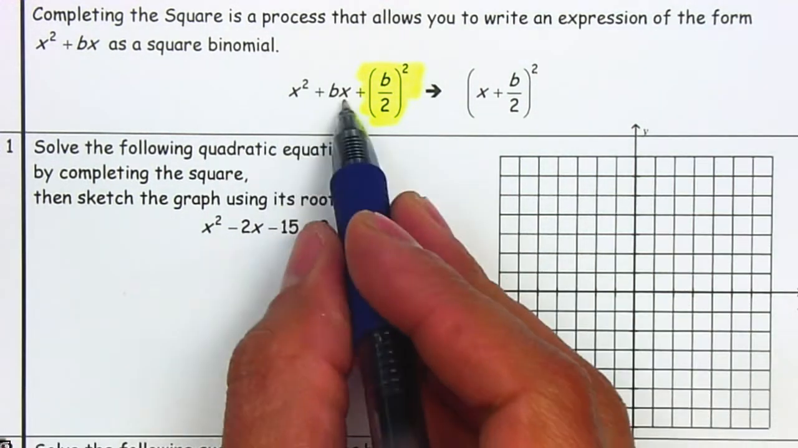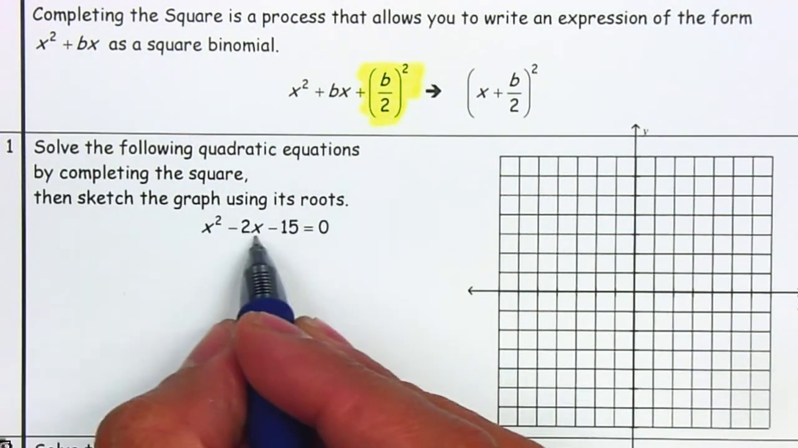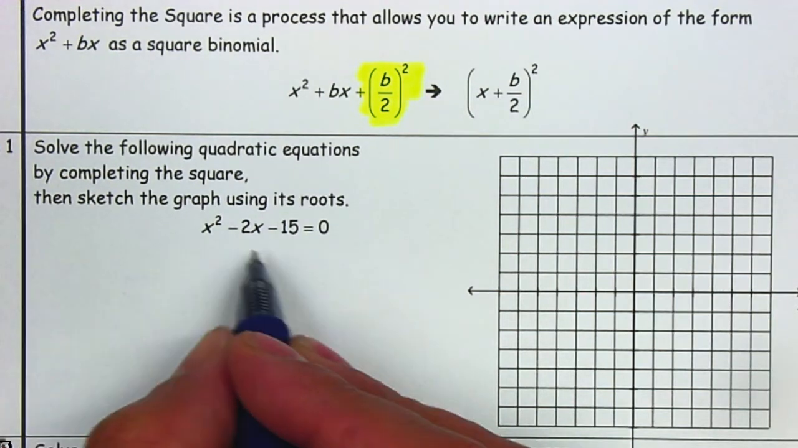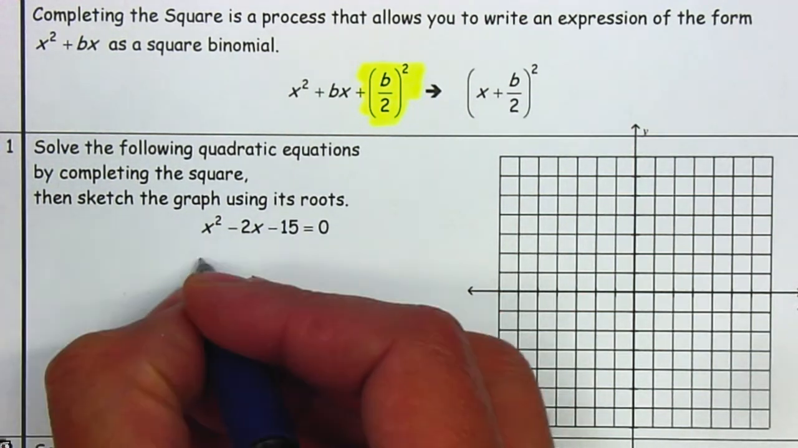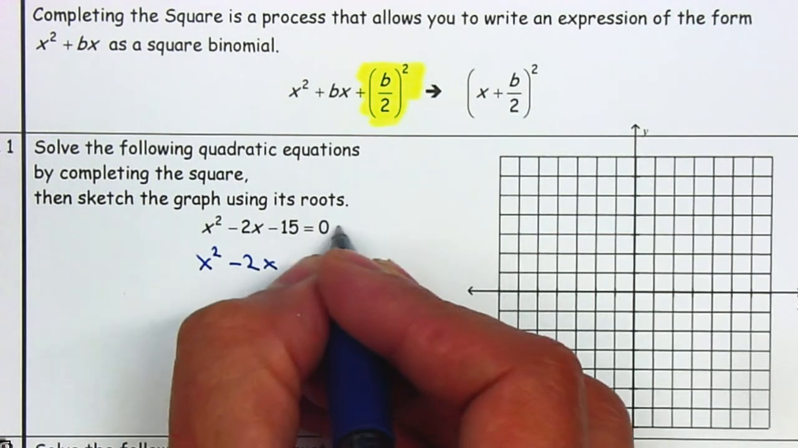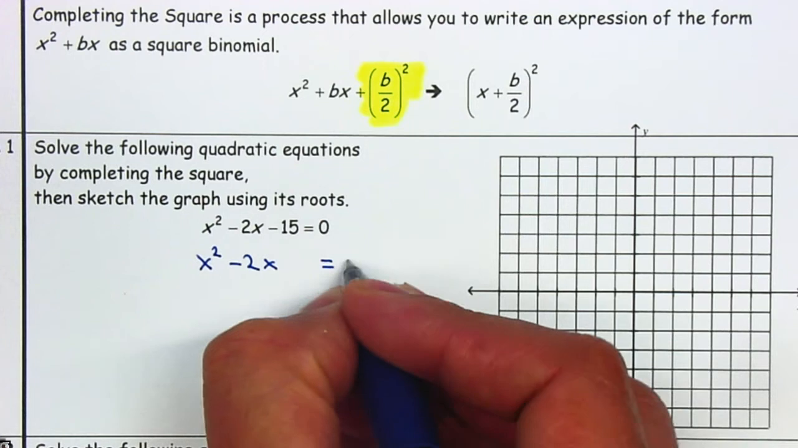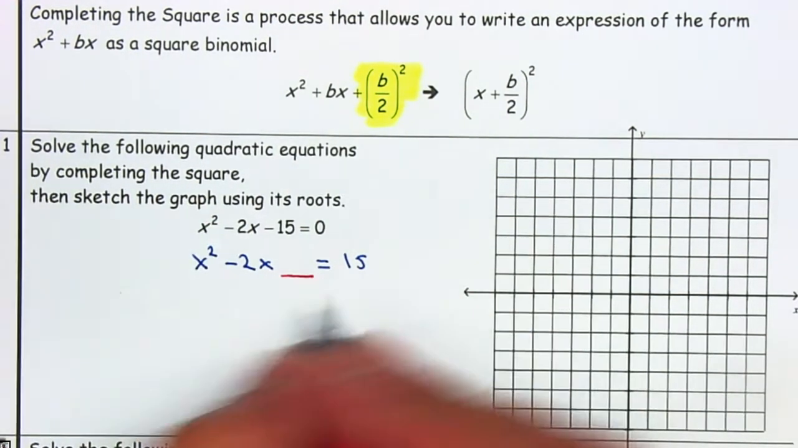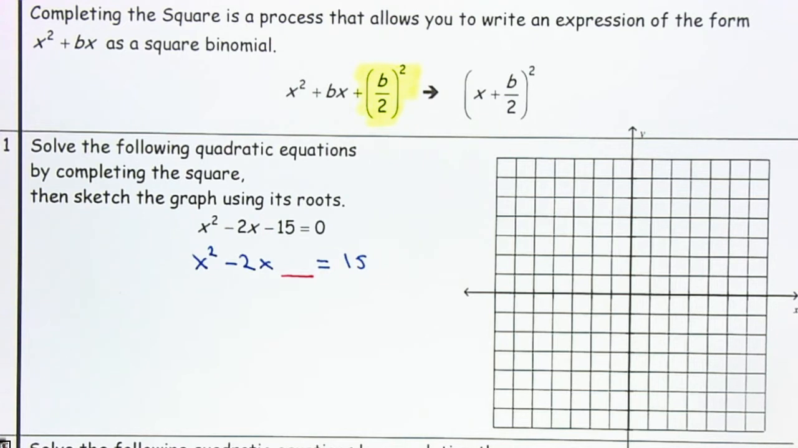First, as we see here, we need to move the 15 to the right. We're going to let the x's be on the left hand side and the number on the right. So it'll be x squared minus 2x. I'm going to move my 15 to the right. It's going to become a positive. And notice that I left some space in here because we are going to have to complete the square.